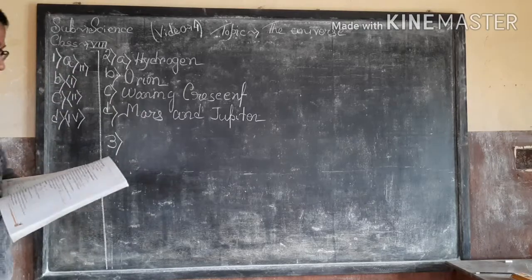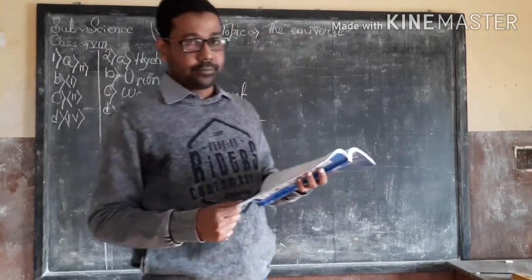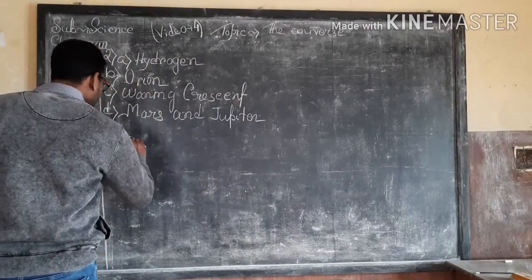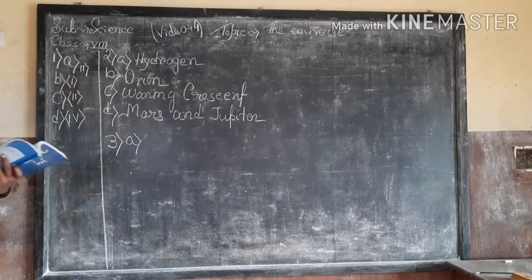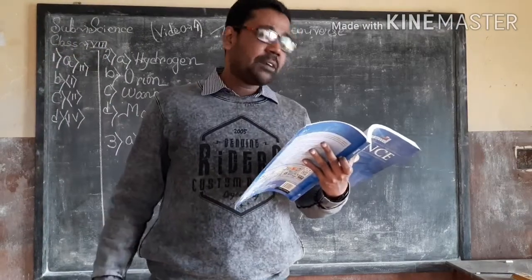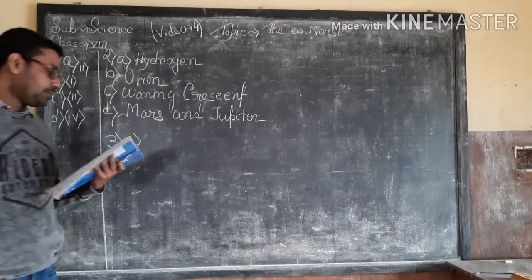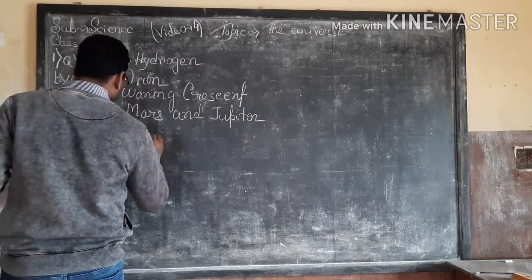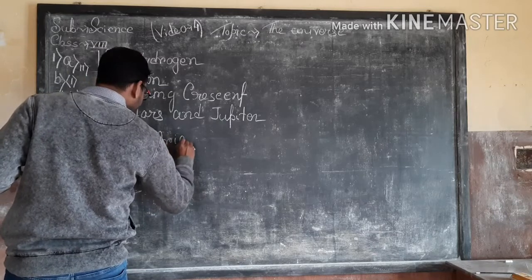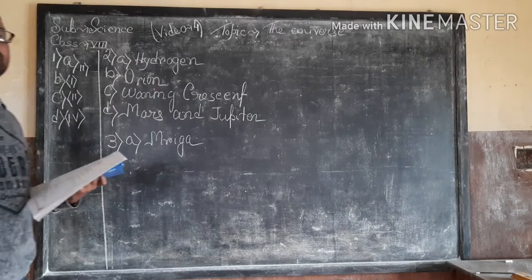Question 3. Understand the relations and fill in the blanks. The first relation given, 3a: Ursa Major is related to the Saptarishi, so Orion is related to Mriga. This is the right answer for 3a.